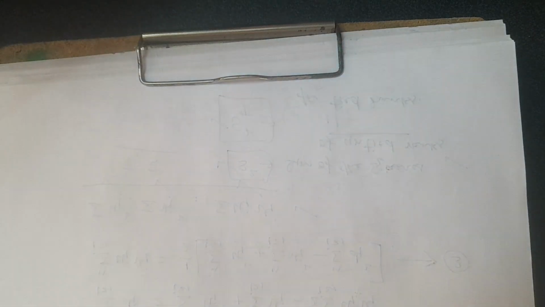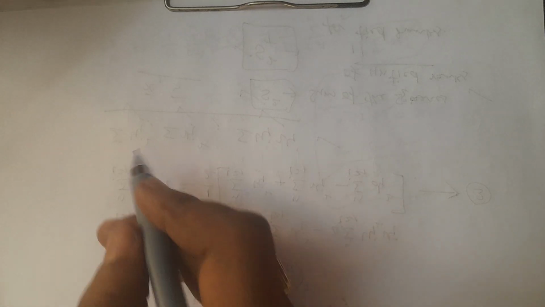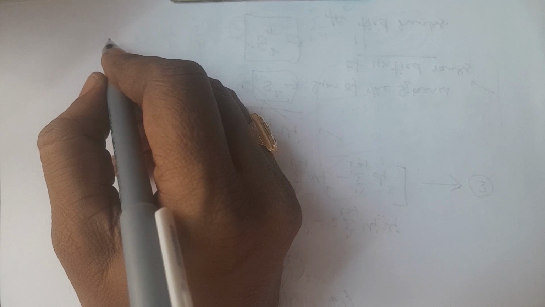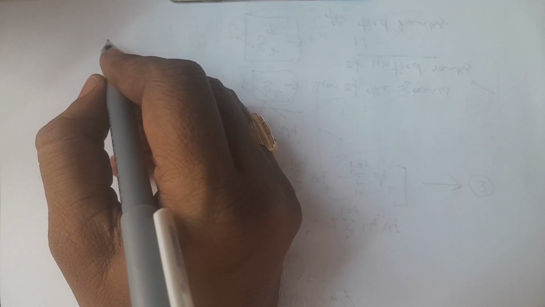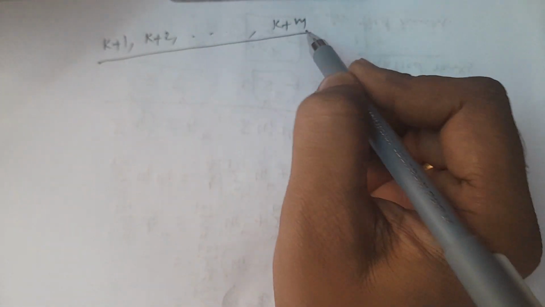Now I consider these two particular parts, s square and s square t. For example, I have already considered that there are m individuals who got a tie in the ranks. That is, I am considering k plus 1 after k ranks, k plus 2 and so on, k plus m. These ranks are, for example, tied.